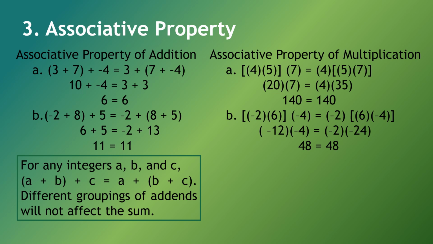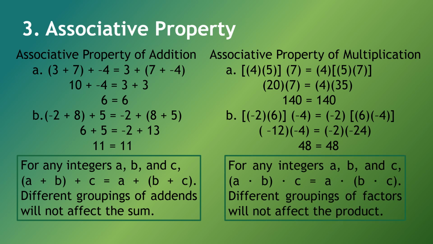So what is associative property of multiplication? For any integers a, b, and c, a times b times c is equal to a times b times c. Different groupings of factors will not affect the product.